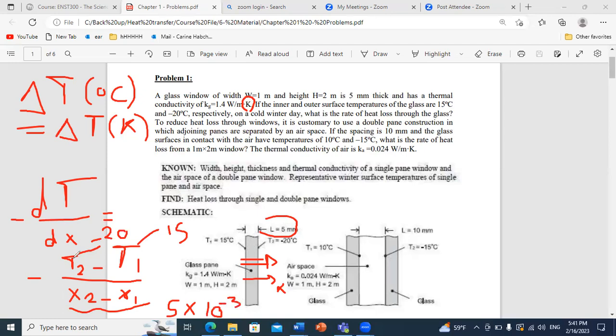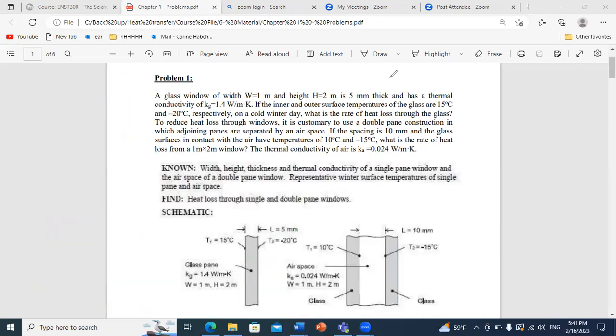And then you get T2 minus T1 negative, but because you have already minus before, you will get a positive conduction flux in this direction. Okay. So in this way, you can calculate the conduction flux through this layer of your window. Now, why do we use double glazing?